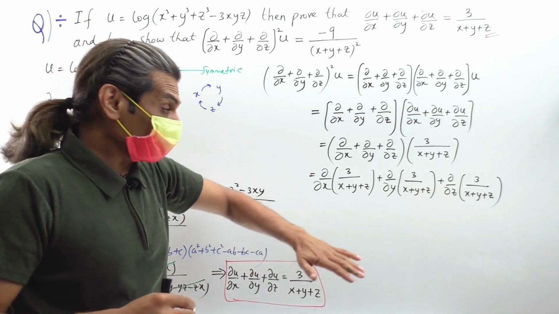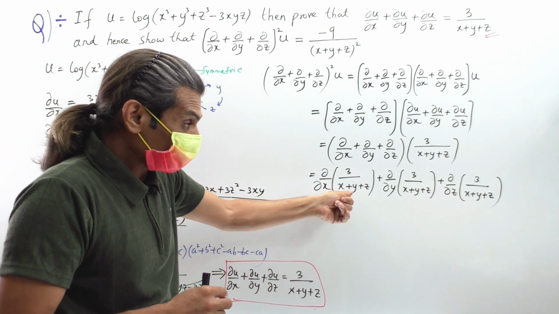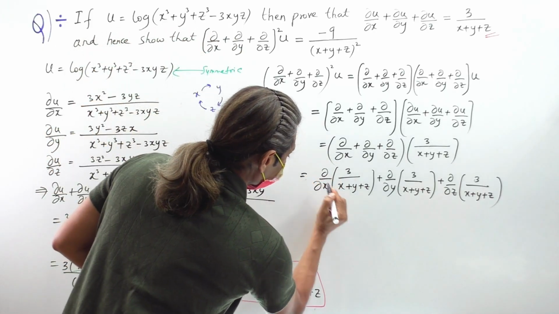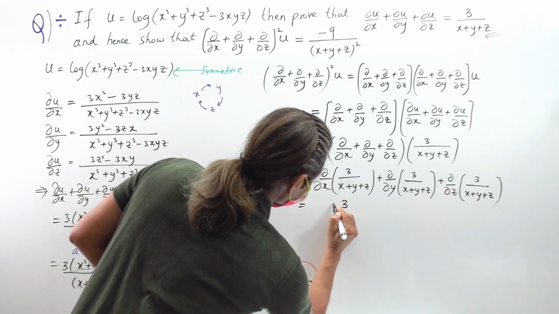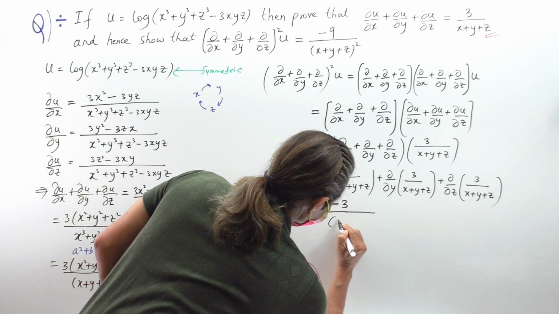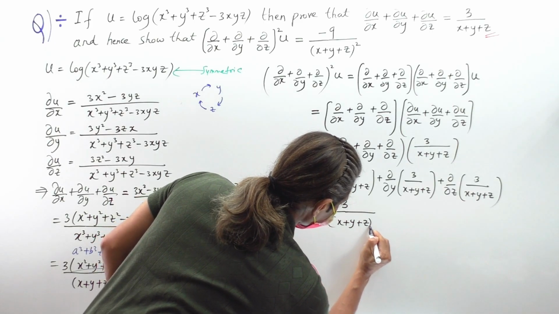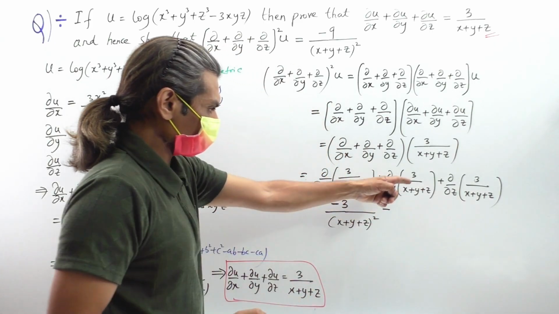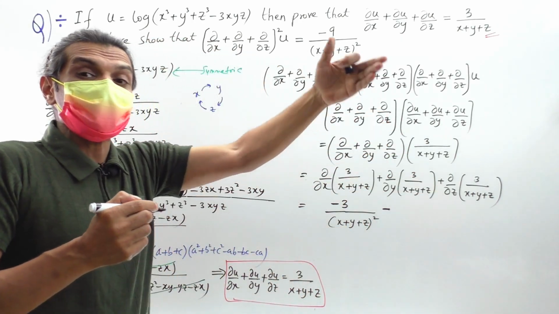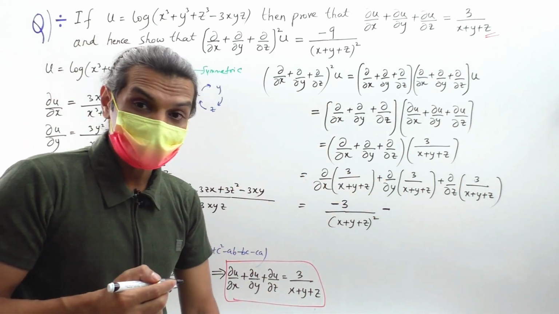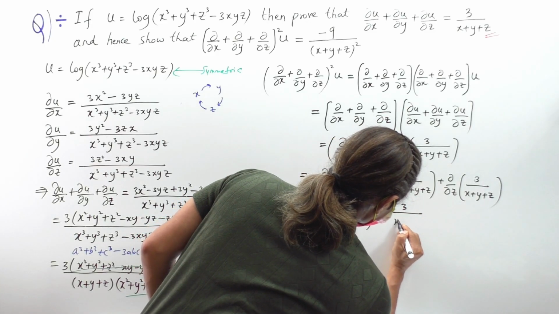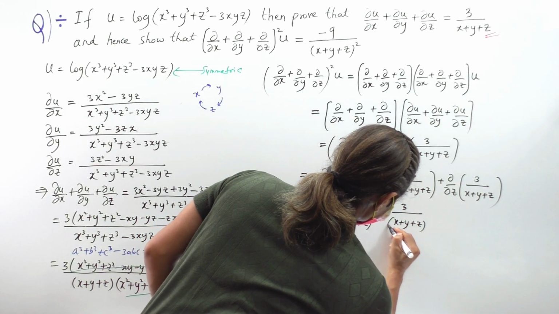See here you are differentiating only with respect to x, so the 3 is a constant. Keep in mind, partial differentiation. So we have 3 as it is, times the differentiation of 1/x, which is −1/x². So −3/(x+y+z)². Again, differentiation of 1/(x+y+z) with respect to y is the same thing, −1/(x+y+z)². So again −3/(x+y+z)².